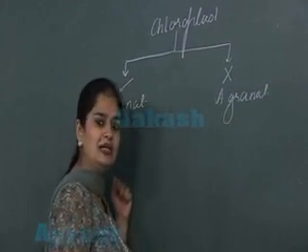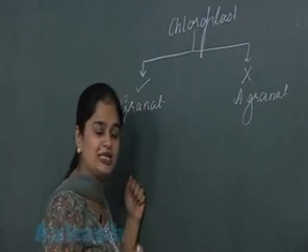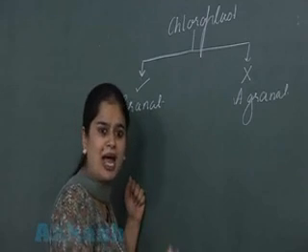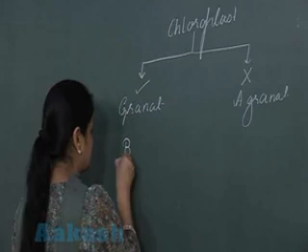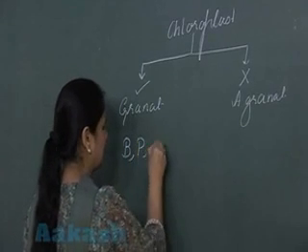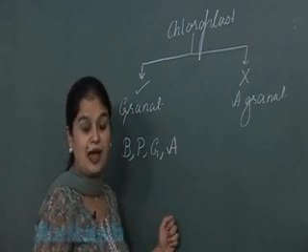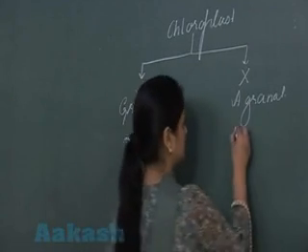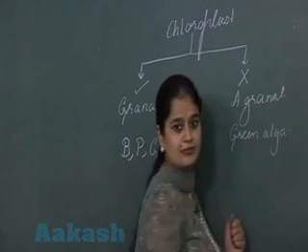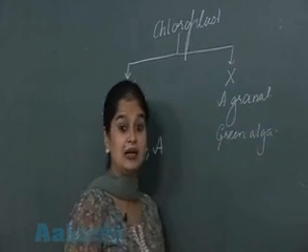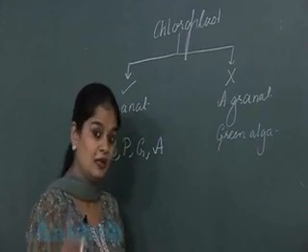अब ये जो ग्रानल कंडीशन है, this is present in the higher plants: bryophytes, pteridophytes, gymnosperms, angiosperms. So you are getting this. Granal condition is present in bryophytes, pteridophytes, gymnosperms and angiosperms. And the agranal condition is seen in green algae. Green algae के अंदर the granum formation is absent, right?